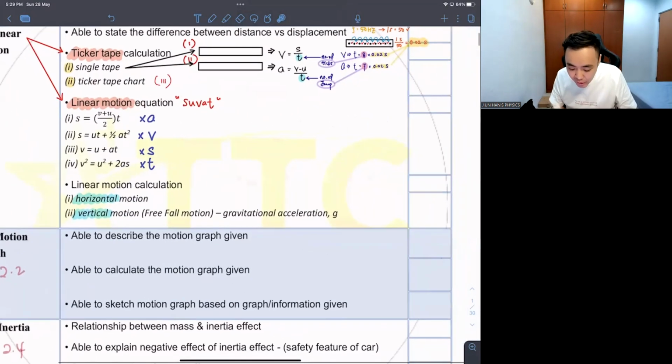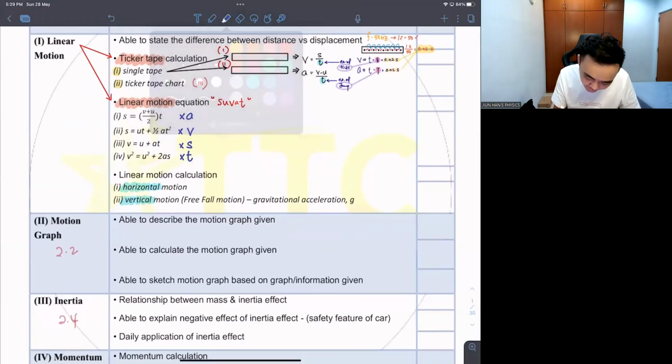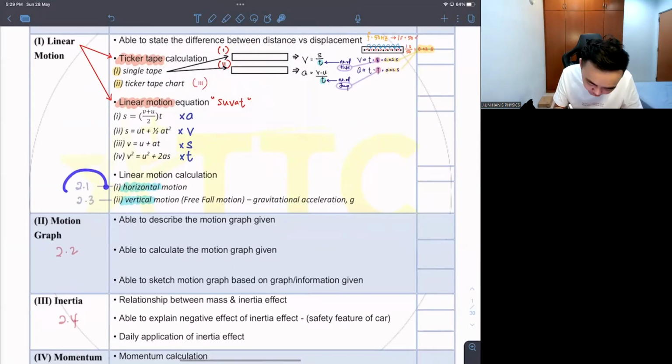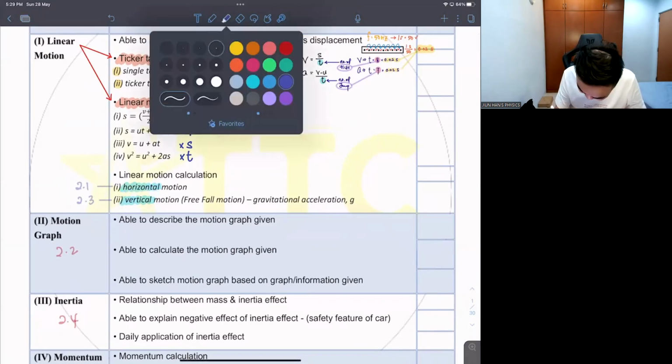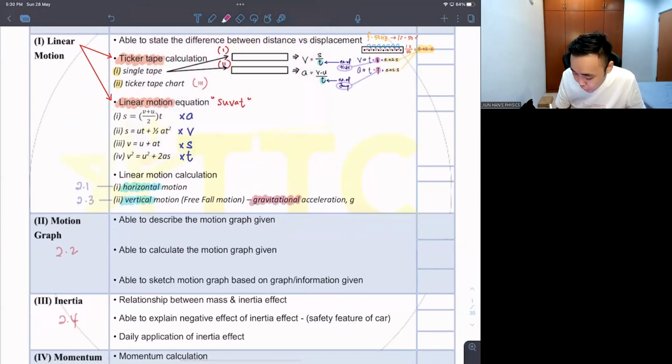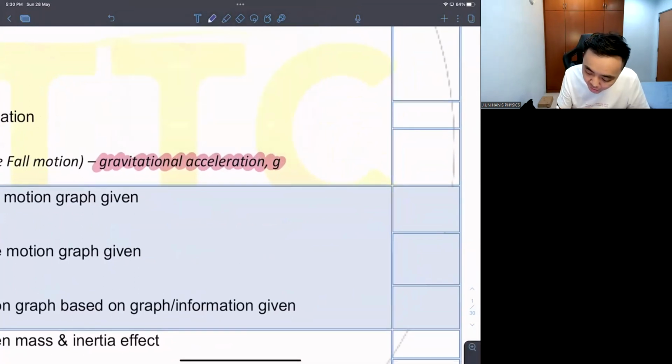Now, linear motion: horizontal motion is what you do in 2.1, and vertical is what you do in 2.3. That's why I say when you're learning linear motion, you are learning both, 2.1 and 2.3, horizontal and vertical. The only difference is that vertical motion goes up and down, and that has one extra thing, the one we said just now, gravitational acceleration. What's the value again? Yes, 9.81 m s^-2.